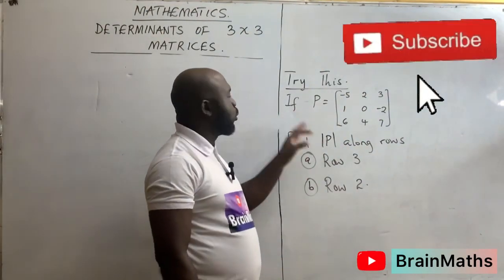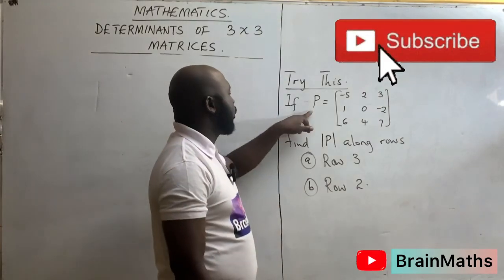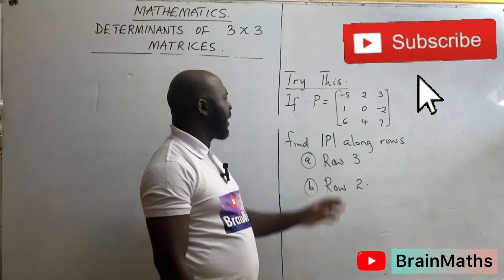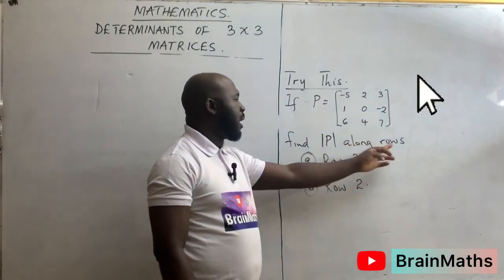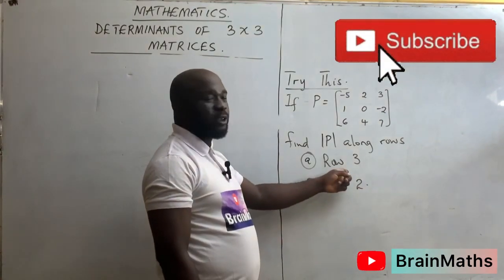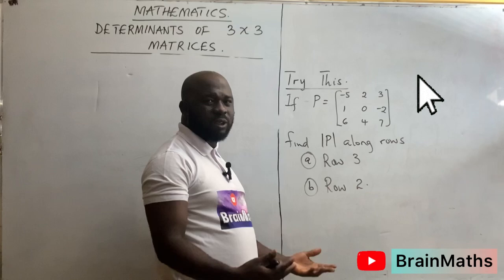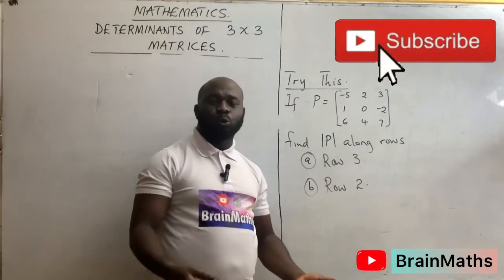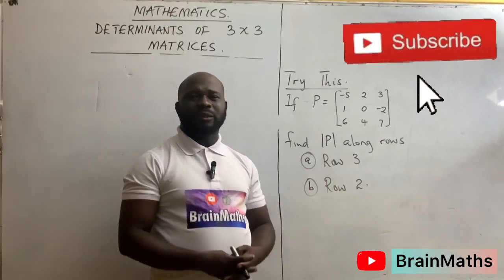I am going to leave you with this question on the board saying if P is a 3 by 3 matrix with these elements, you are expected to find the determinants of P along rows. The first one is row 3. Expand along row 3 and let us see what you have as your answer. Also expand along row 2 and let's see what you will come up with as your final answer.